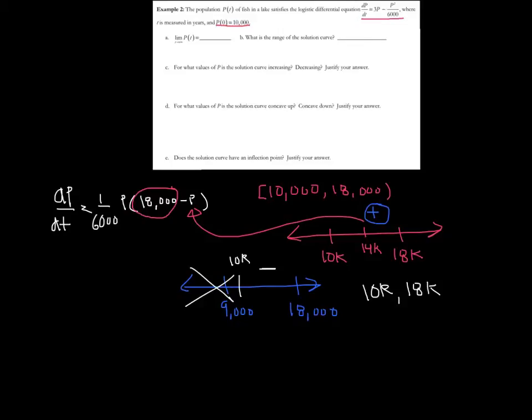Part F says sketch the graph. Well, it's going to be an initial condition of 10,000 when time is 0. So that's 10K, and we know that it can only go up to 18,000. So that's going to be our asymptote. And if we were going to draw technically this S-curve, it would look something like this.